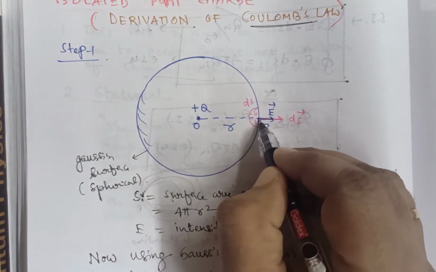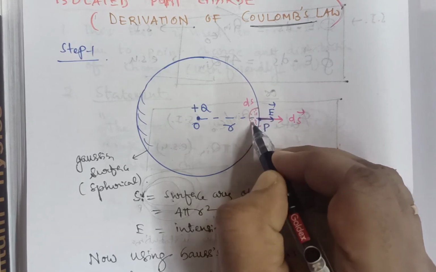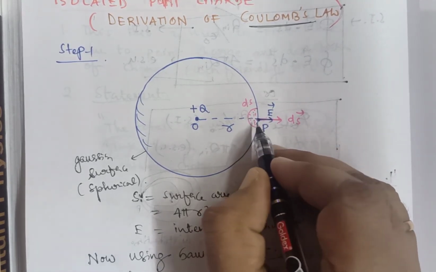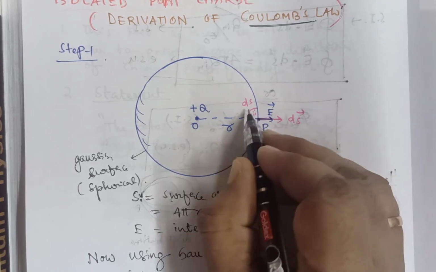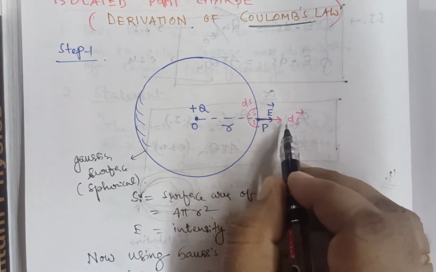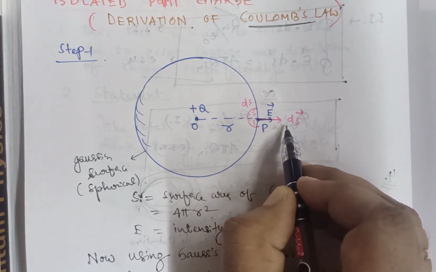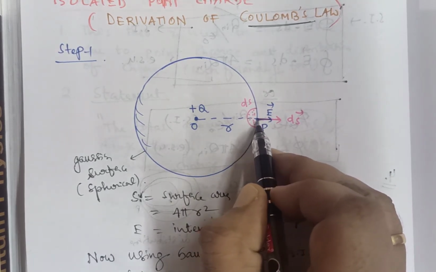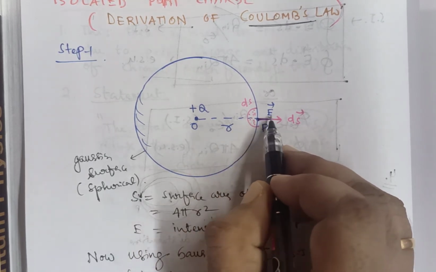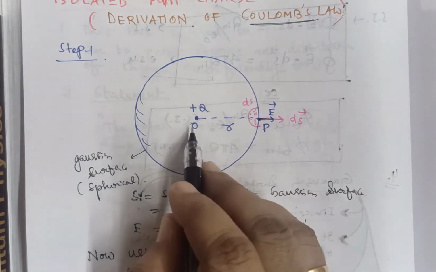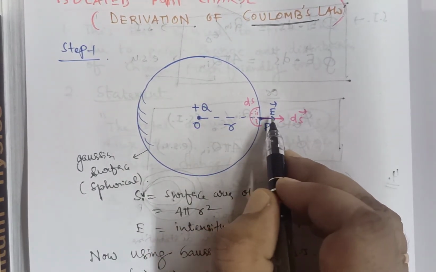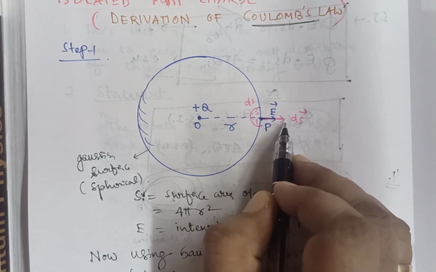First, you draw, surrounding the point P, a small surface element ds. Then you know that the area vector is always perpendicular to ds. So this is the direction of the area vector, in pink color. Now you see what is the direction of intensity. From the definition of intensity, you know that the direction of intensity is diverging for a positive source charge. So the intensity vector is outwards. So here the angle between E vector and ds vector is 0 degree.